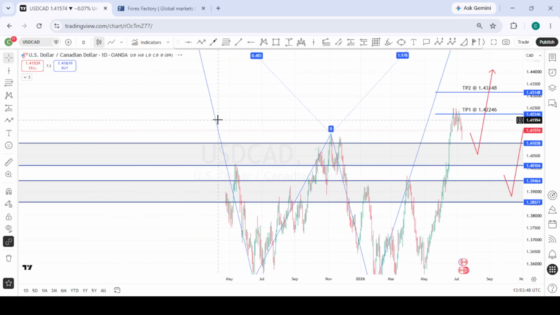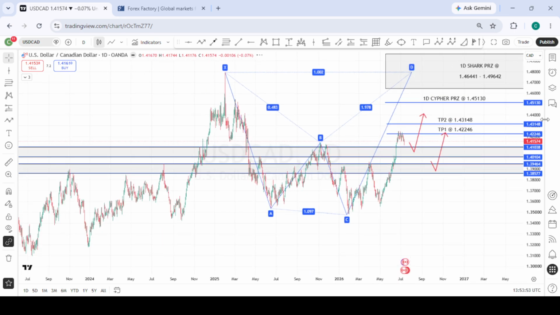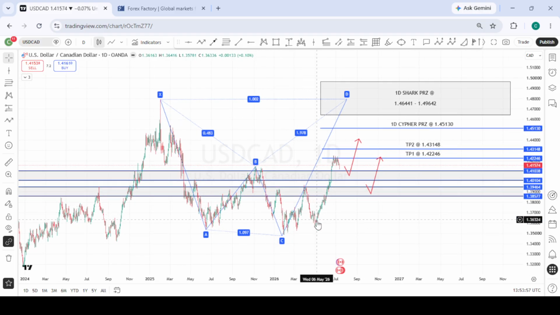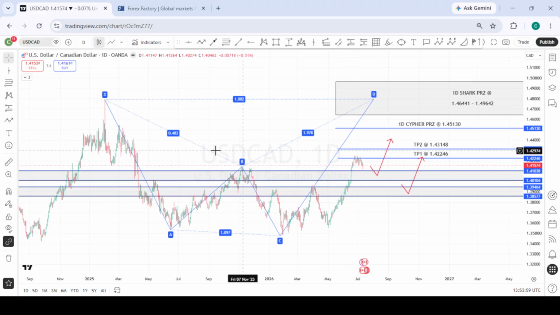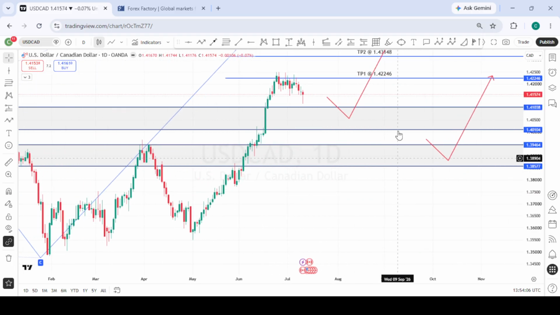So this is USDCAD. USDCAD is also developing a potential harmonic pattern, which is either a cipher or a shark pattern. And currently, we have this inverse head and shoulders that formed right here, and we are looking forward to a possible retest of this first area of interest or this second area of interest. And currently, price has pulled back and is somewhere near the first area of interest.